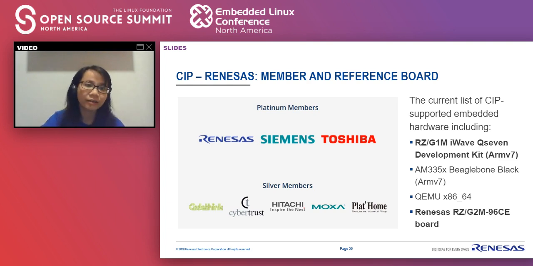About the relations between CIP and Renesas, because we want to adopt the CIP's LTS kernel, we also decided to join the CIP as a platinum member. And we also propose our hardware to be the reference for the CIP. As we can see here, we have the AZC1M iWave Q7 development kit for the ARMv7 and the Renesas AZC2M 96C board for the ARMv8, and we have many more. Totally, we have 7 reference hardware platforms from all the CIP members, and all cover the x86, ARMv7, and ARMv8 architectures.